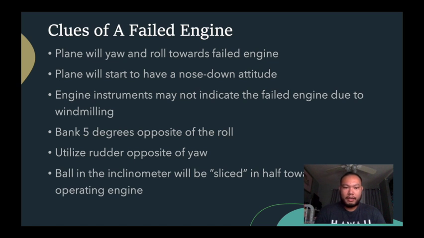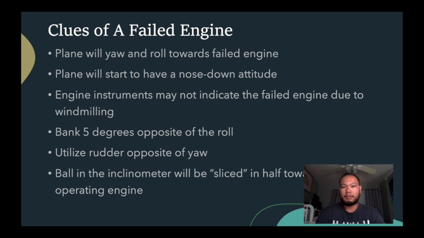It's also important to note that engine instruments will most likely not indicate the failed engine because the prop is still windmilling. In this case, it's important to maintain directional control by banking up to 5 degrees on the opposite side of where it's rolling. So if it starts to roll to the left, maintain 5 degrees of bank to the right. Same thing with the rudder: if it starts yawing to the left, use enough rudder to keep it straight and level on the right side. And in the inclinometer, the ball should be sliced half towards the operating engine.